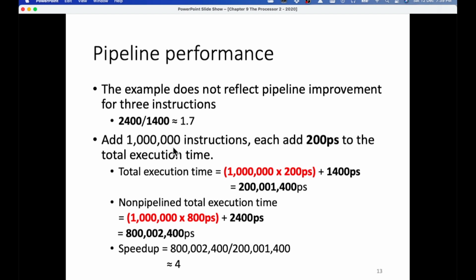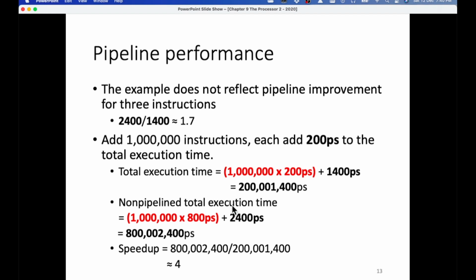So if we have 1 million instructions plus the 3 instructions that we have just now, to calculate the total execution time, it is 1 million times 200, where 200 is the duration of each stage. For one stage it is 200, so 1 million times 200 plus 1400. This 1400 is for the 3 instructions that we calculated just now.